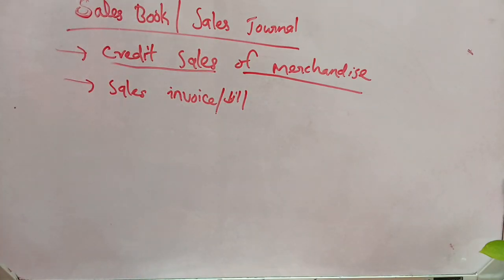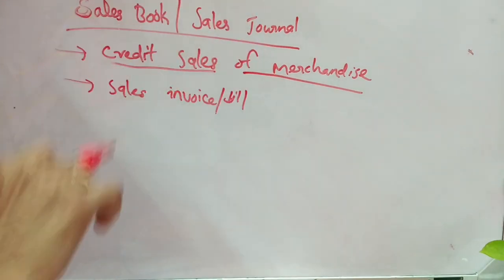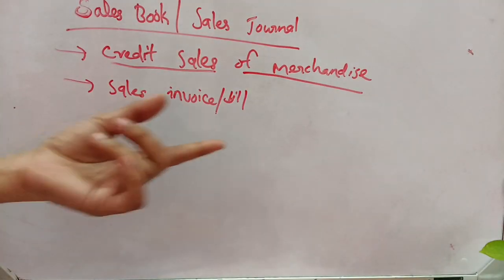For example, if the business is selling some assets of the business, then the sales revenue earned from selling assets is not recorded in the sales book or sales journal. The sales journal is prepared only to record credit sales of merchandise.